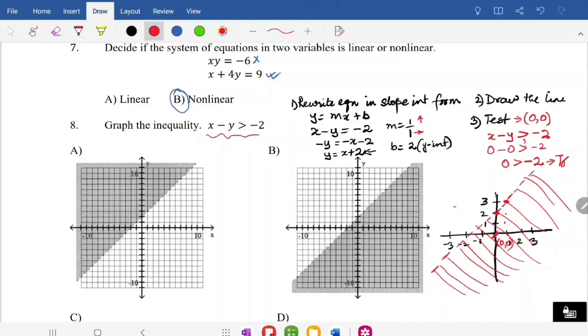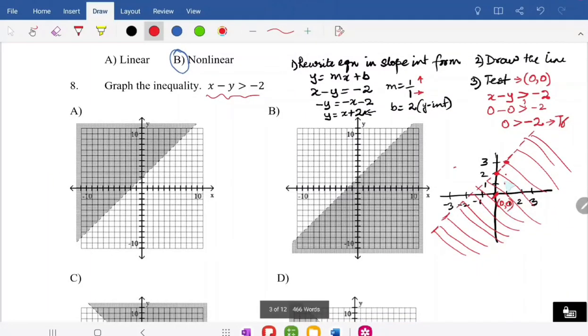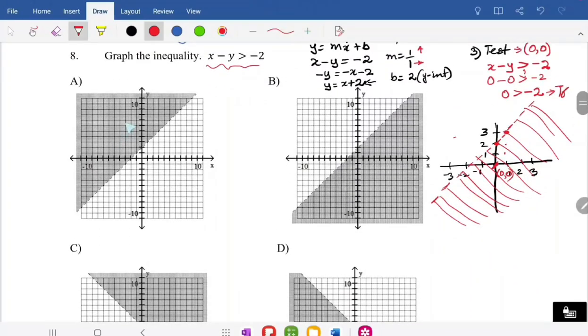So now we have to just see which of these 4 graphs match the graph we have come up with. So let's look at them. A has the top part shaded, so definitely this is not the right graph. B looks similar to what we have here. It passes through 2 on the y-axis, the y-intercept point is what I meant to say. And then it has the correct region shaded as well, the bottom part of the dashed line, and it also has a dashed line.